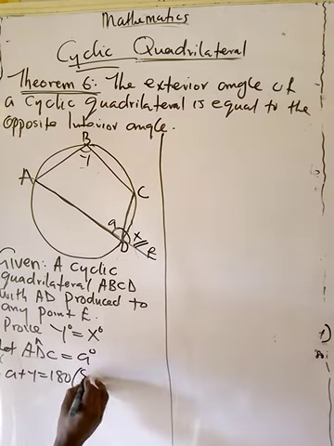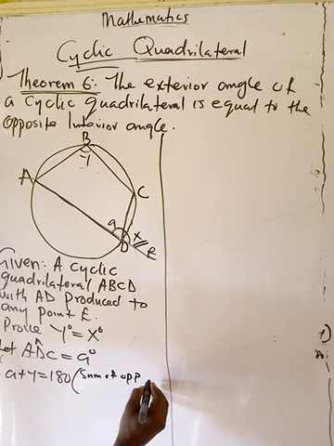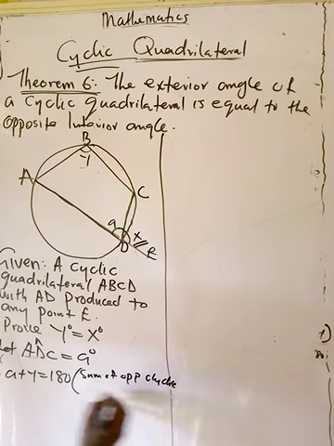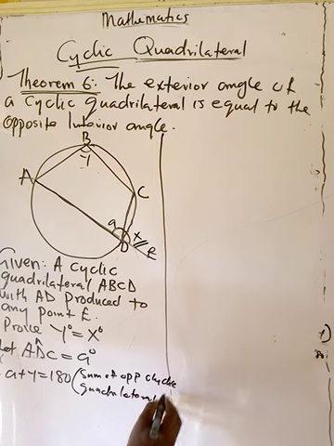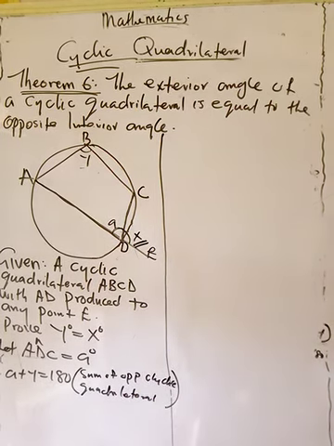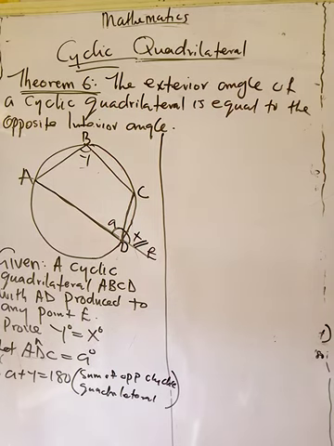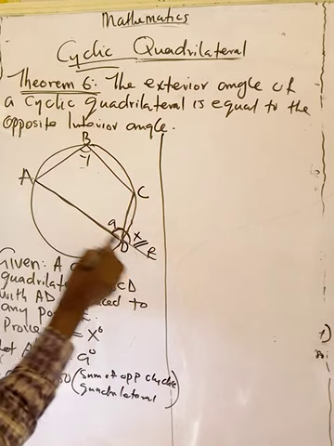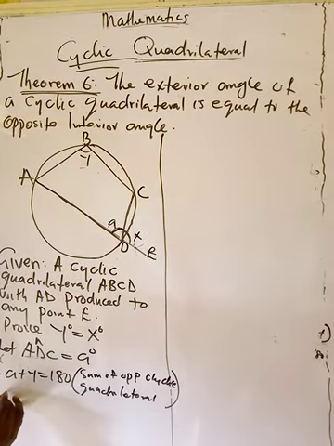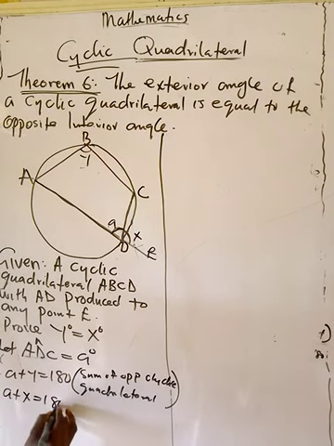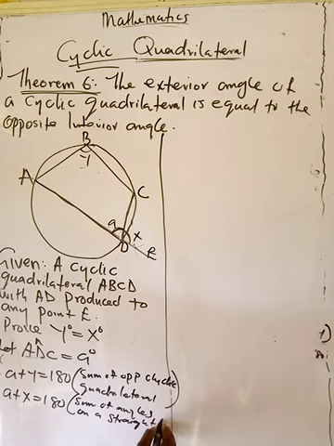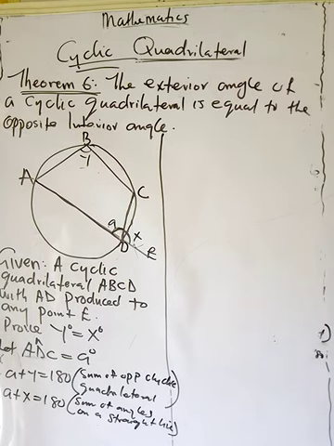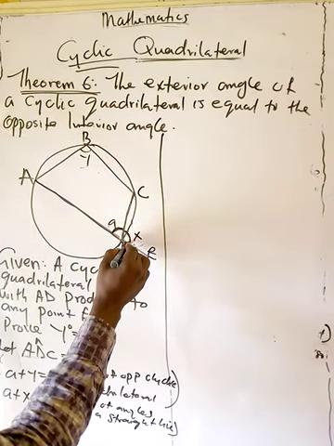So the sum of opposite angles of a cyclic quadrilateral is 180. So that is about a plus y. Now look at this side as well. a plus x equals 180. Why? Sum of angles on a straight line, that is a plus x.